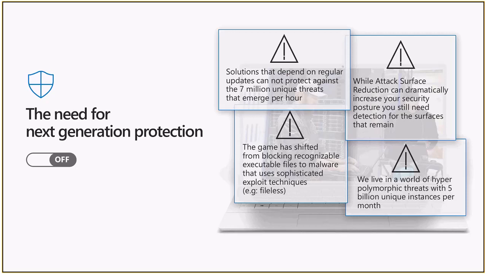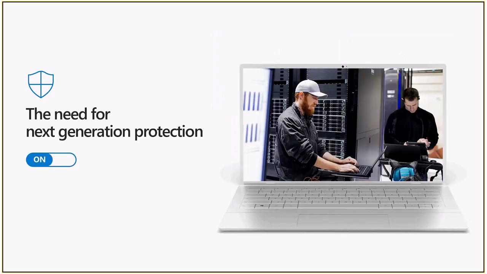Regular definition-based updates can't keep up with threats that are emerging so quickly. Hyperpolymorphic threats produce 5 billion unique instances per month. 5 billion unique instances of malware per month is just massive to try and keep on top of when you're working with standard definition-based protection. So Microsoft realized that need for next generation protection.